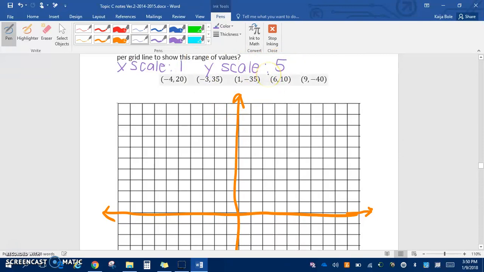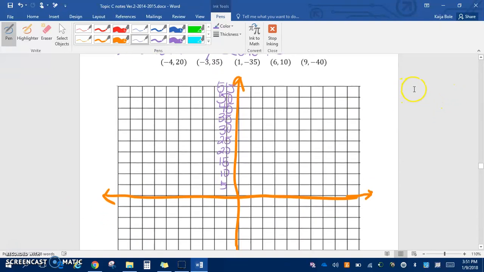so we could do our y scale as 5. So our x is going to be the same, so we're not going to label that one, but let's go ahead and label the y's. So we would have 5, then 10, 15, 20, and you'd keep going all the way up. So go ahead and label your y scale. Okay, and then it would be negatives going down.